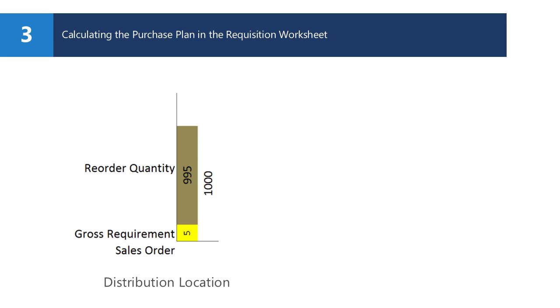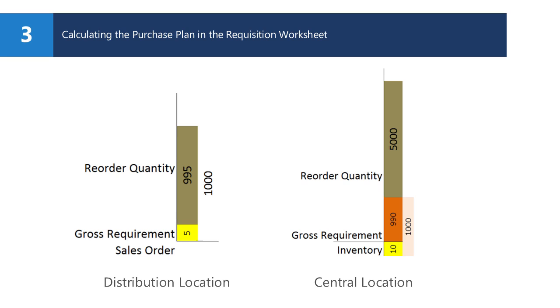First, we can see that the distribution location requires 1000 pieces from the central location. And after that, we can see that the central location has a purchase plan for 1000 pieces to cover the distribution location requirements, and additionally 5000 pieces based on reorder quantity.